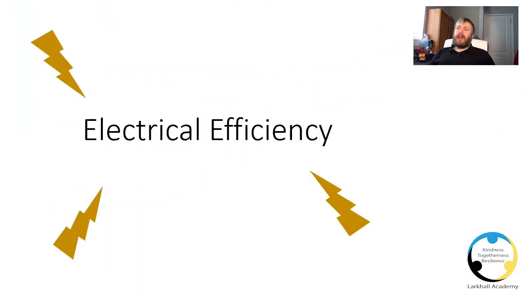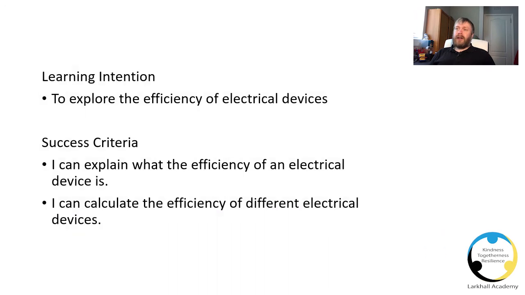It's now time for our next lesson where we're going to be exploring electrical efficiency. So let's take a little look at our learning intention and success criteria. Our learning intention for today is to explore the efficiency of electrical devices, and our success criteria, hopefully by the end you'll be able to explain what the efficiency of an electrical device is.